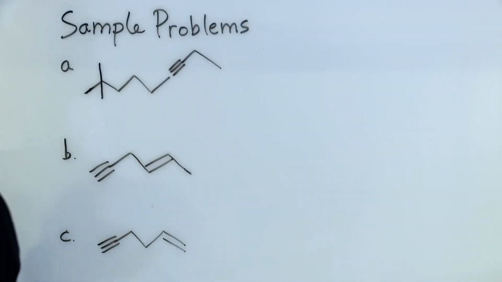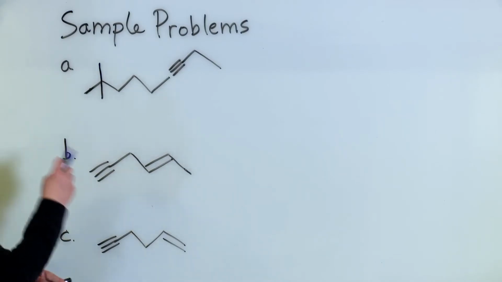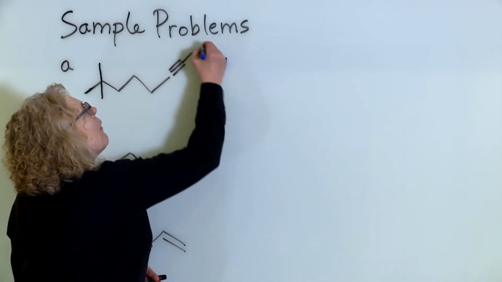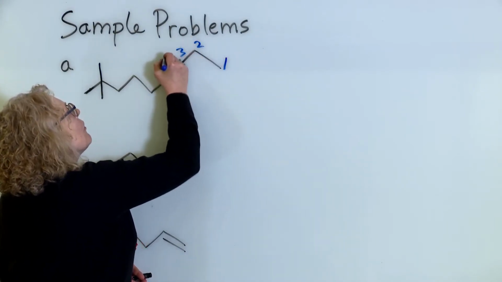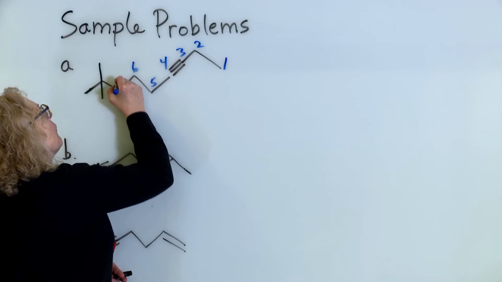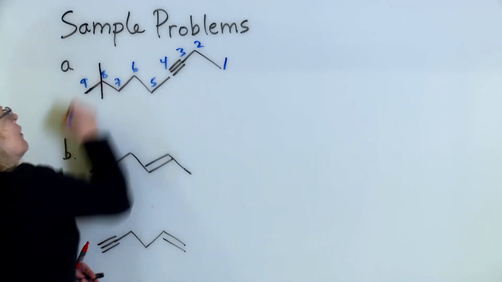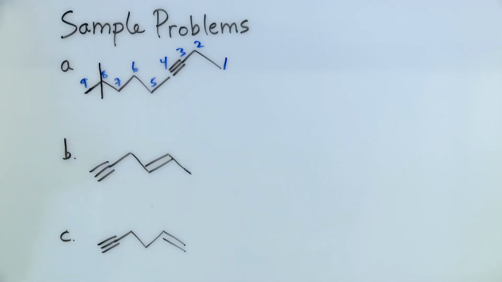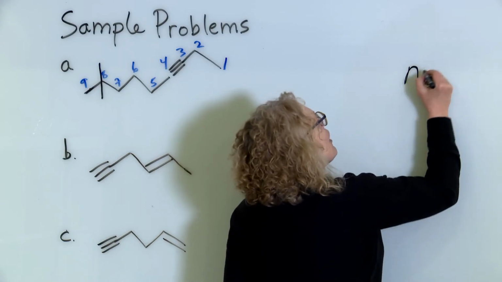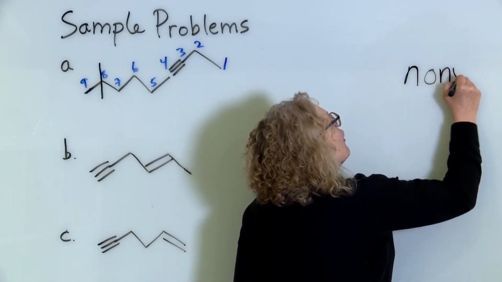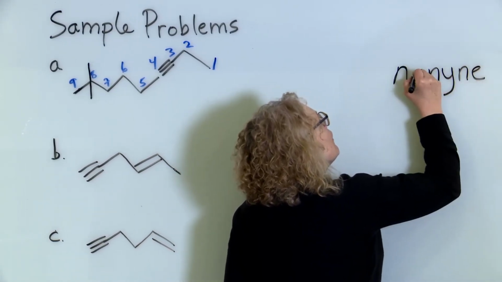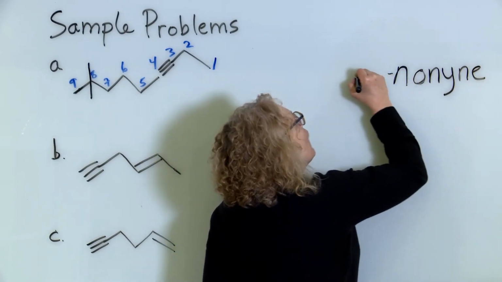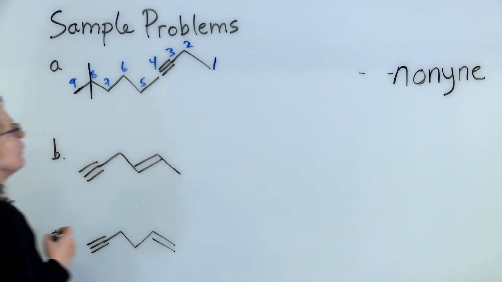In the first problem, we need to find the longest chain containing the alkyne, and of course that's the horizontal chain. We're not going to bother numbering in both directions. We'll just go ahead and number in the correct direction. So this chain is 9 carbons long, so nonane is the alkane parent chain. And we will change the ending to nonyne and leave a little space for where exactly that number goes.